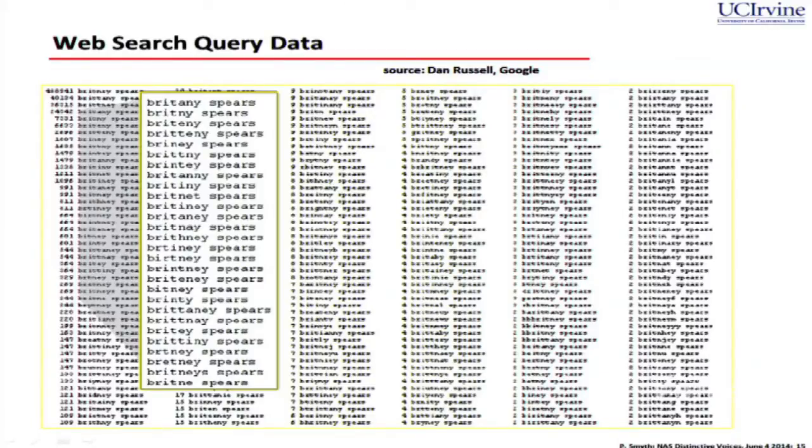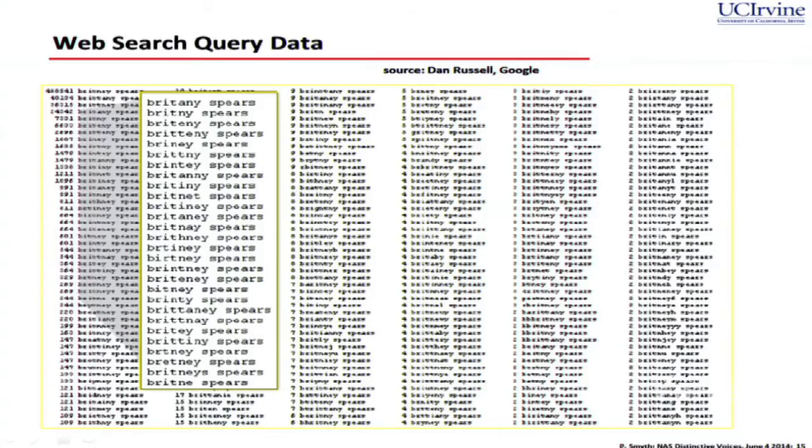Another type of data here, this is from Dan Russell at Google, is the search query data at search engines. So this is very valuable data. It's not just a free service that they're giving out. This is all the different ways you could spell Britney Spears. When I was writing this slide, I was trying to type Britney, and I didn't get it right. But this is the correct one, I assume, and there's 500,000 of these, and then it's listed all the number of times all the different spellings were used.